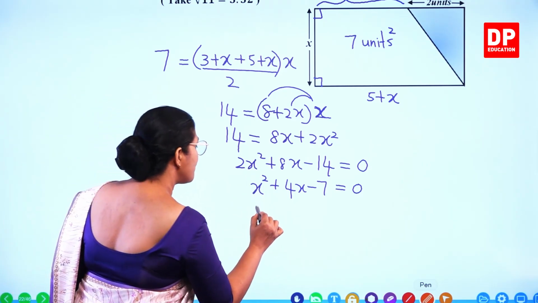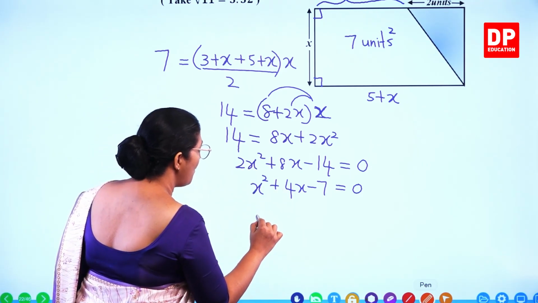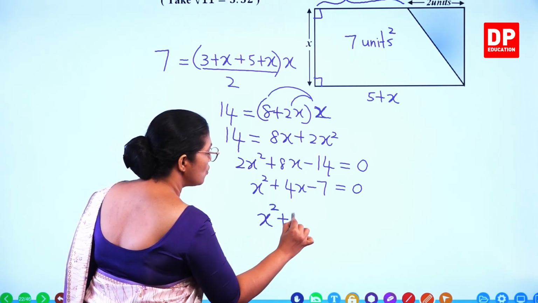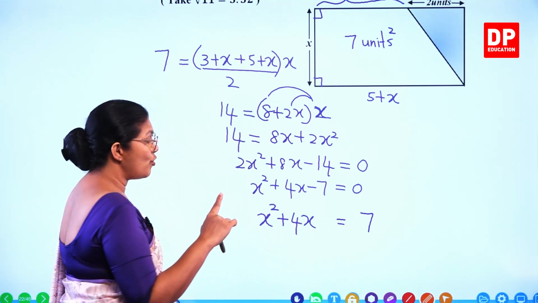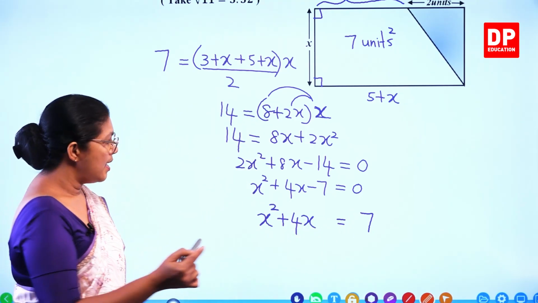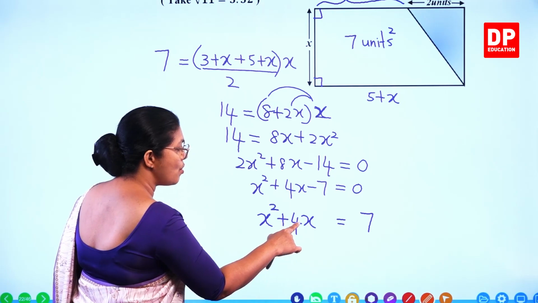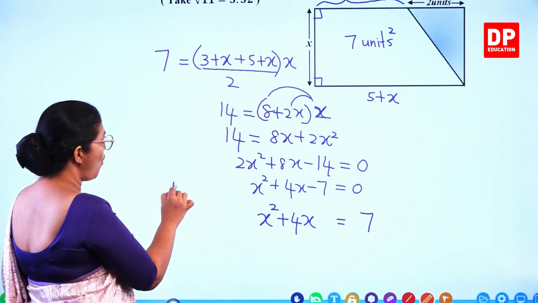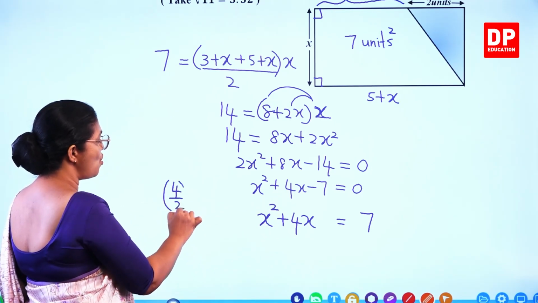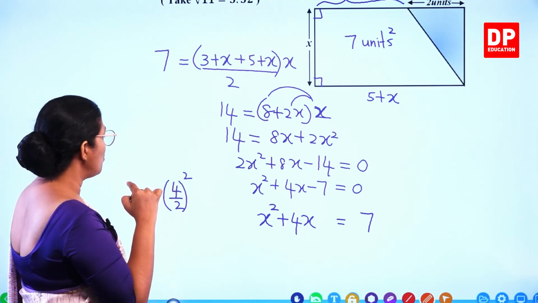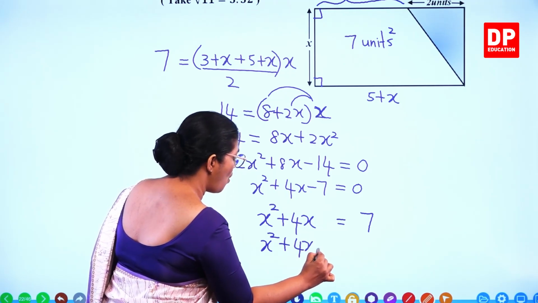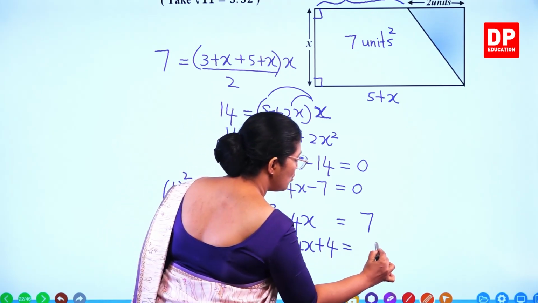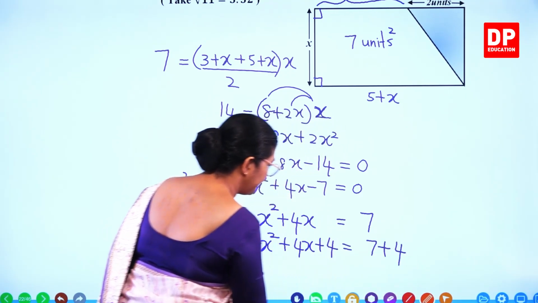So let's use completing square method. So let's take 7 to the other side. And how you make a perfect square here? Divide the x value by 2 and square it. So 4 divided by 2 is 2. Squaring 2 is 4. So that means you have to add 4 to get the square term. Do the same thing to the other side.